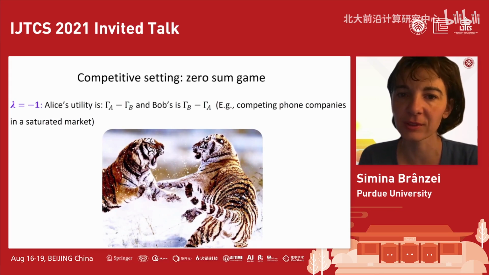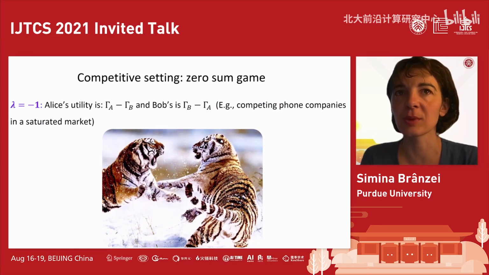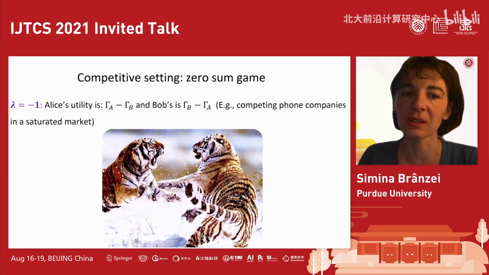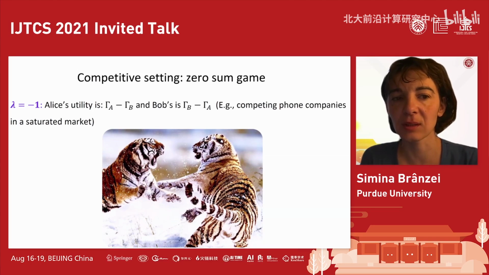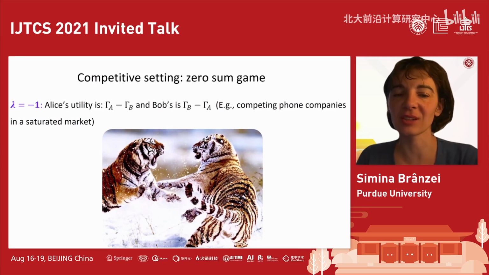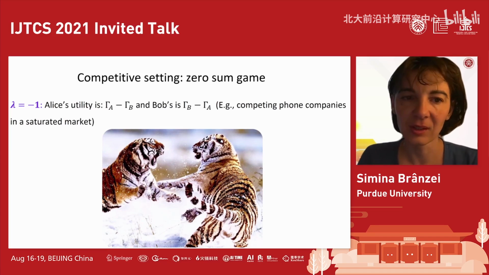One is a competitive setting, which is a zero-sum game, and this can be modeled by taking lambda equal to -1. So here Alice's utility is gamma A minus gamma B, and Bob's utility is gamma B minus gamma A. Basically, each player wants to get more rewards than the other one, and they care about the difference. One example you could imagine is companies competing in a saturated market. Each customer that is gained by one company is lost by another one.